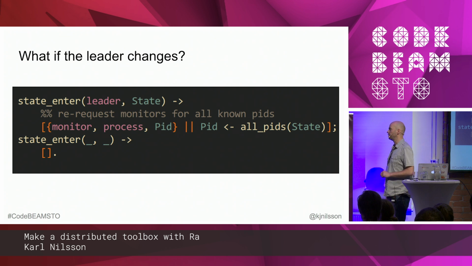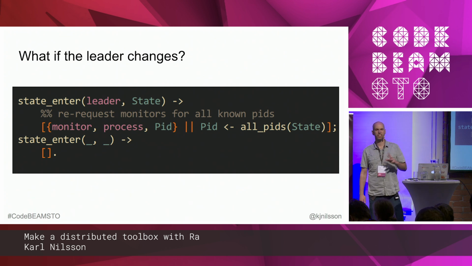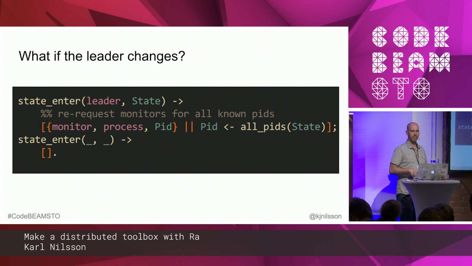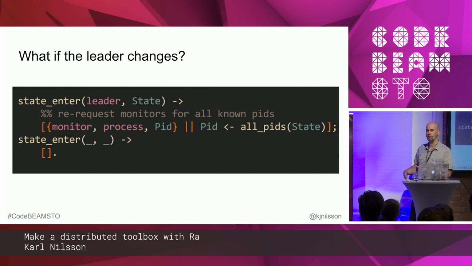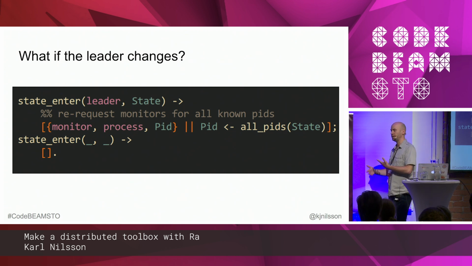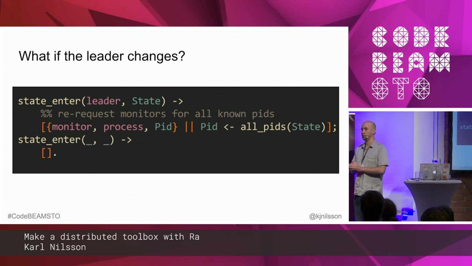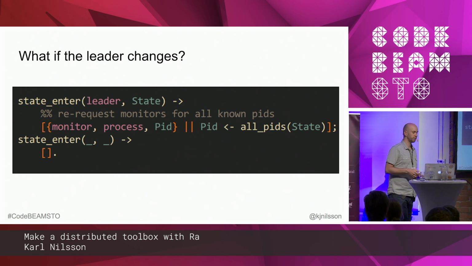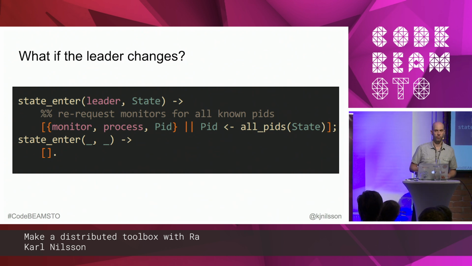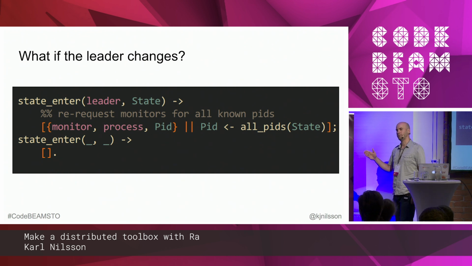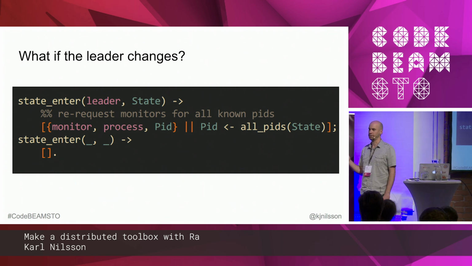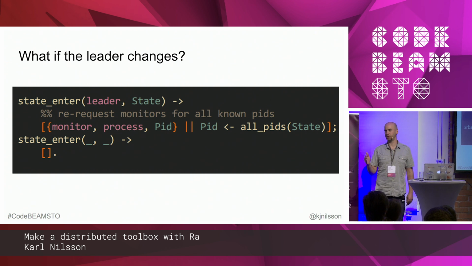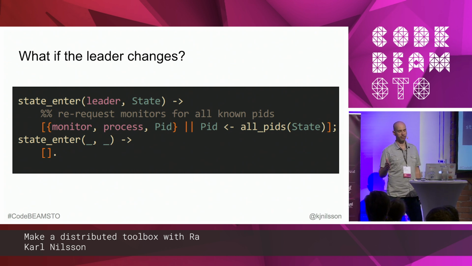What if the leader changes? What if the leader crashes or gets disconnected, right? If it crashes or disconnects, the followers will hold an election and elect a new leader. This new leader doesn't know about the monitors, right? Because it threw away all the effects that it processed because it's a follower. It's just meant to calculate the state of the state machine. It doesn't do anything else.